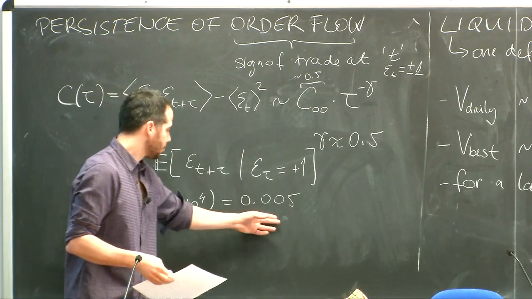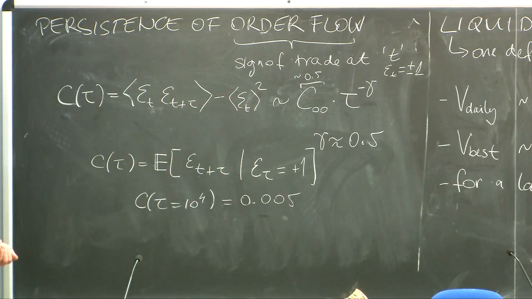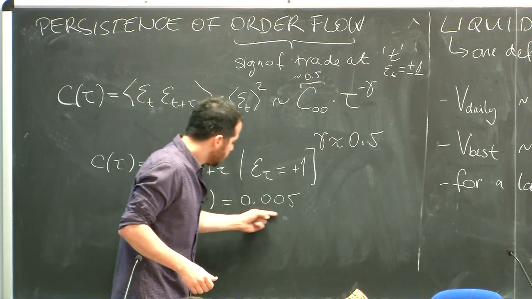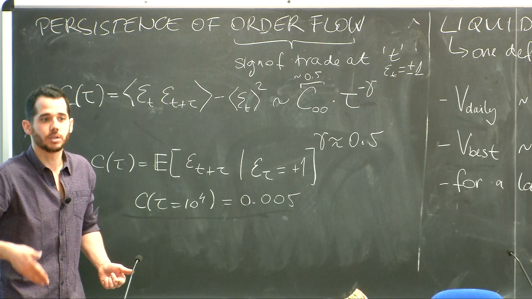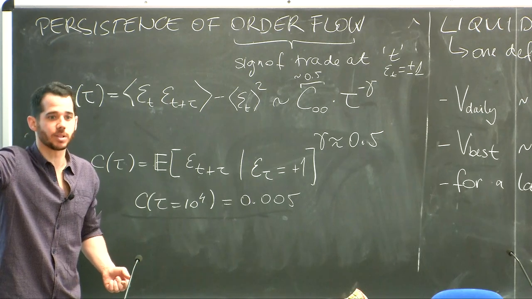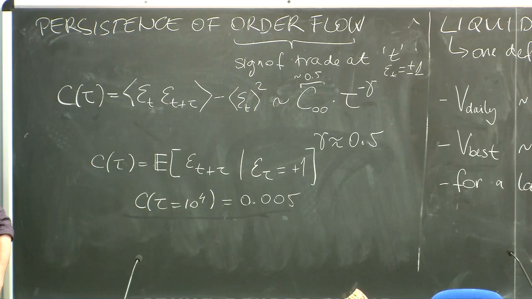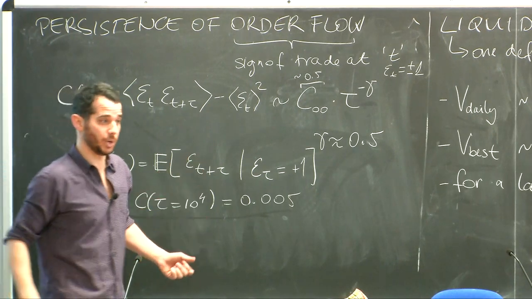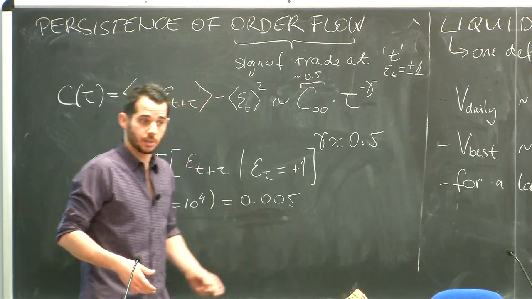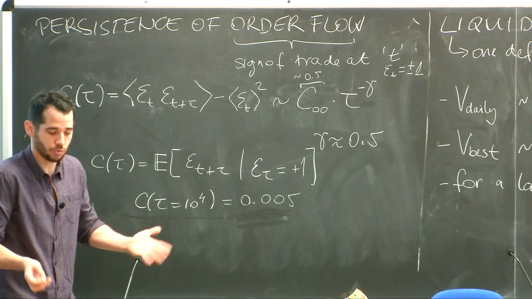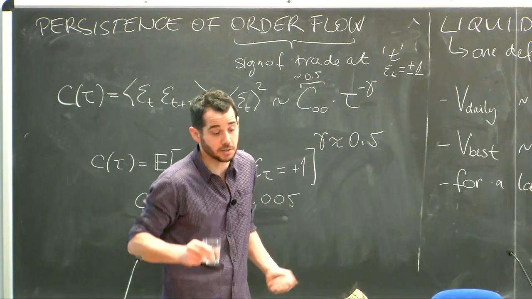The way to read this is, I just put numbers in the equation, it's simple. The excess probability, so given that I saw a buy now, the excess probability of seeing a buy versus a sell 10,000 trades from now, which on this scale is almost 10 days or a week from now, is still 0.5%. Okay? So it's a very strong predictability that usually you don't expect in any financial theory.